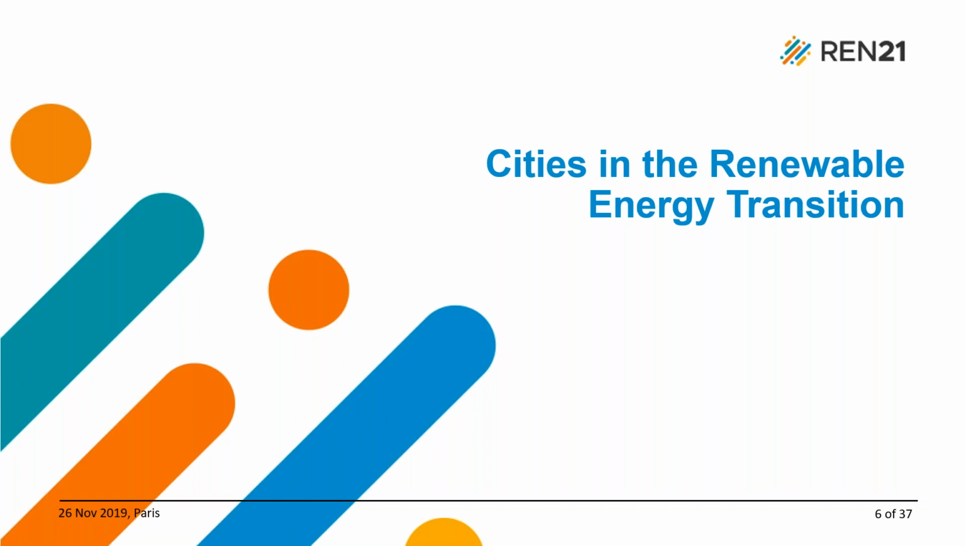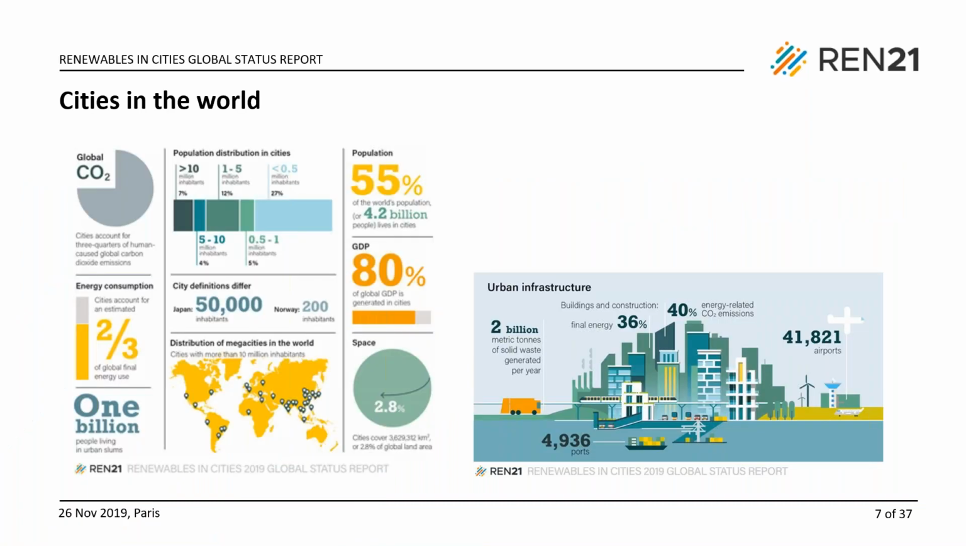Okay, now I'll come to the results. So just to recall the importance of cities. Cities are responsible for two-thirds of the total final energy consumption in the world. And this also means that they are responsible for 75% of global CO2 emissions. So I think here we clearly see that they have a key role when we're talking about decarbonization and the climate crisis. 55% of the population lives in cities, and this is increasing. And interestingly, 80% of global GDP is generated in cities. And this really shows the economic weight cities have.